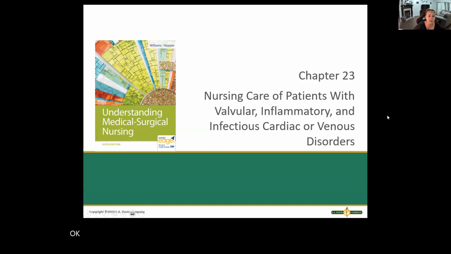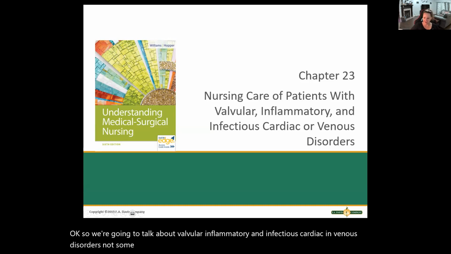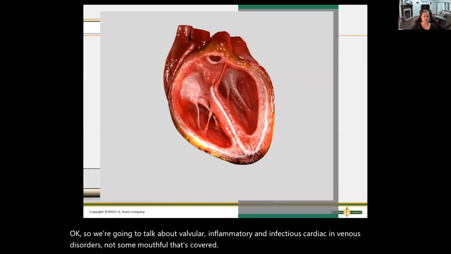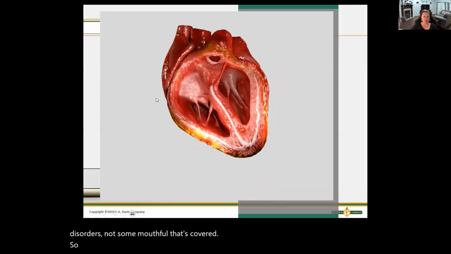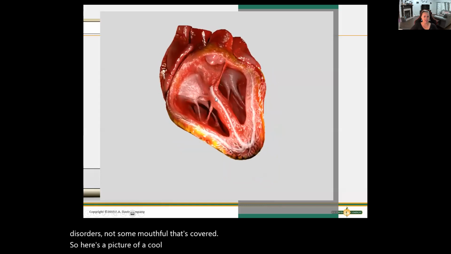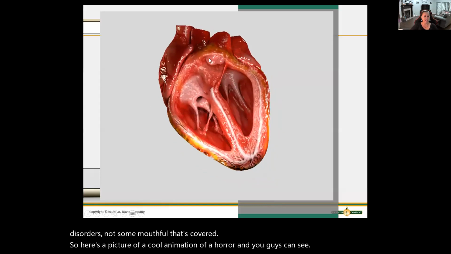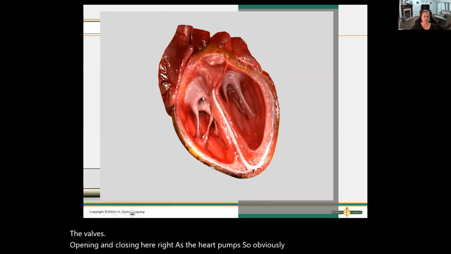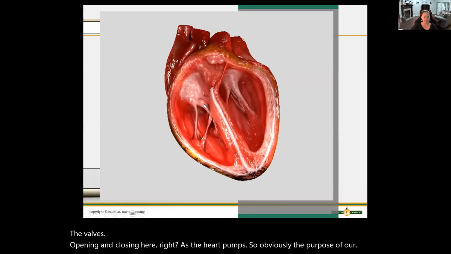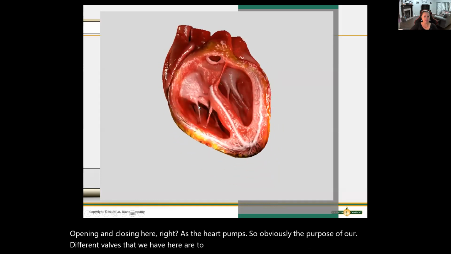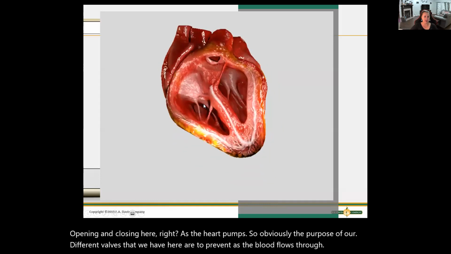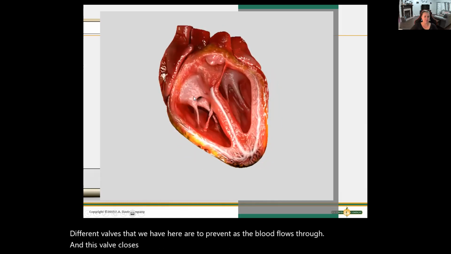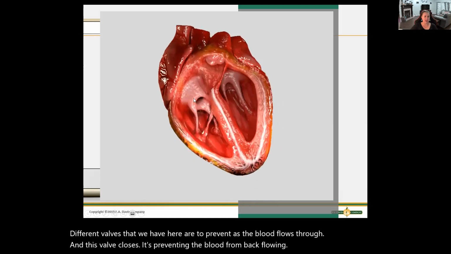So we're going to talk about valvular, inflammatory, and infectious cardiac and venous disorders. That's a mouthful. That's a lot to cover. Okay, so here's a cool animation of the heart, and you can see the valves opening and closing as the heart pumps. The purpose of the different valves is to prevent backflow: as the blood flows through and this valve closes, it prevents the blood from flowing back into the atrium.